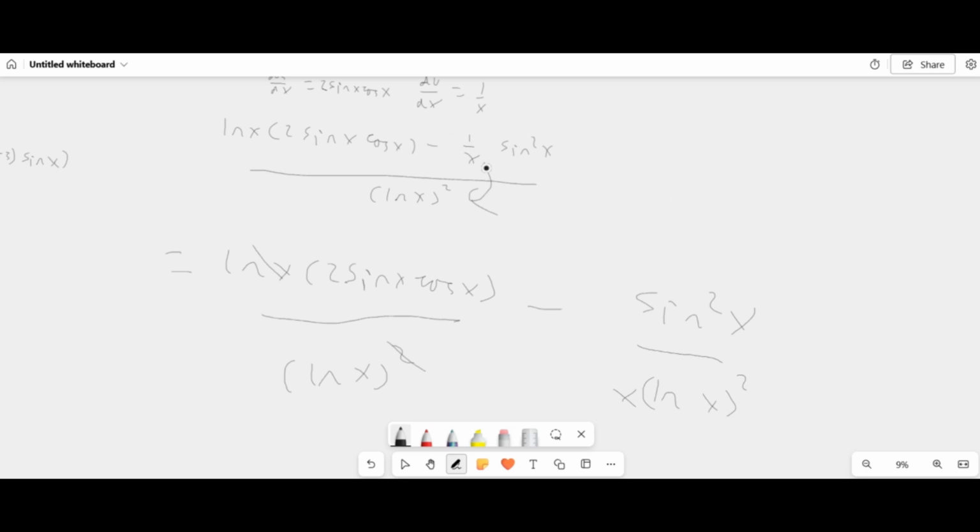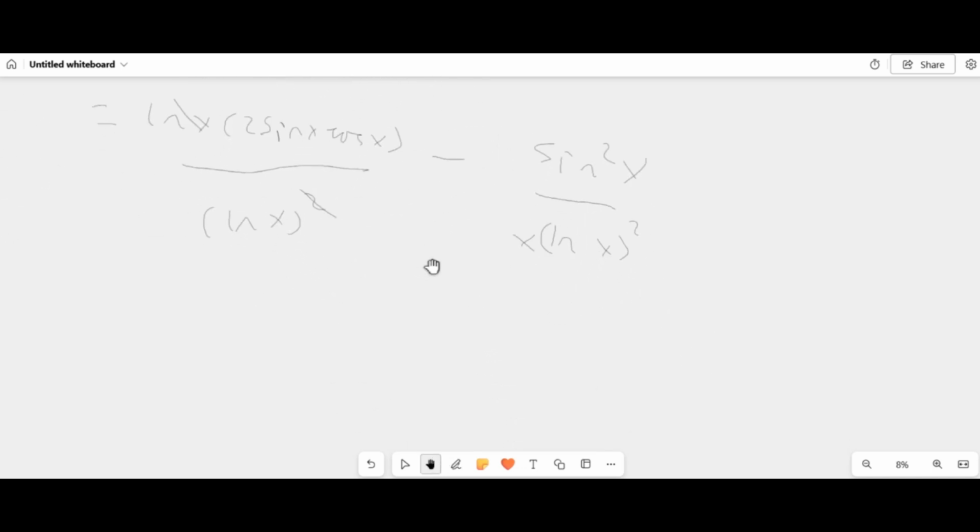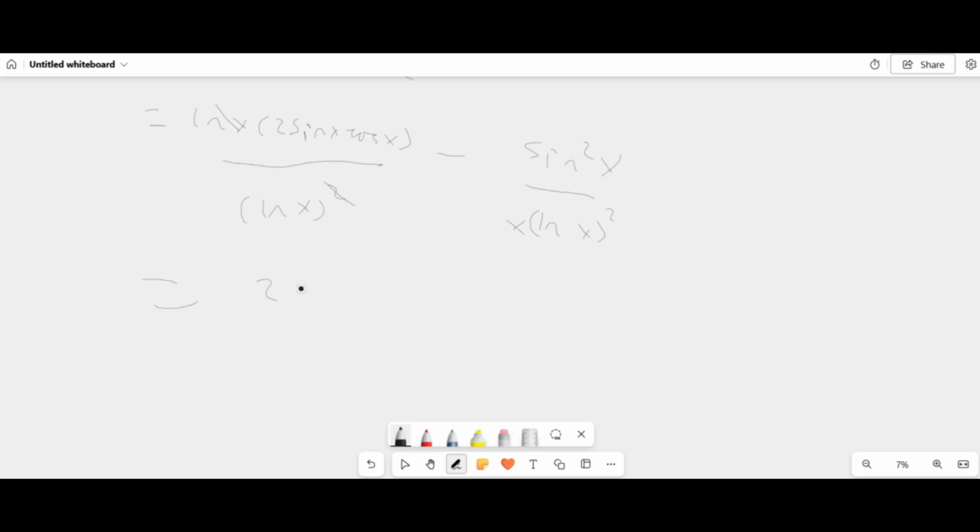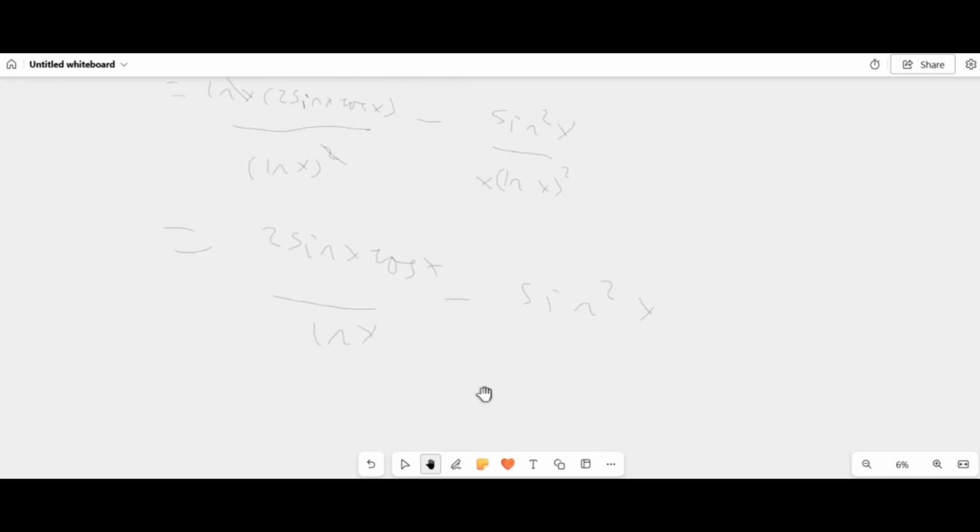Keep, flip, change. You keep this thing, you flip the second one, you times it, so it'll be 1 over ln times that. It's going to be ln on the bottom. You get it. So that's the final answer. Let me just write it properly without this on the left hand side. So that's cos x over ln x here, take away sine squared x over x ln x here.